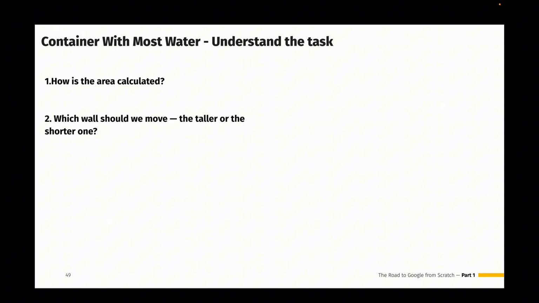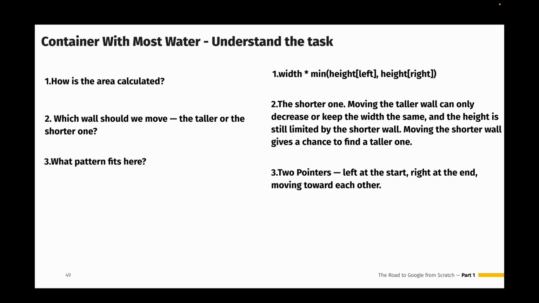Now let's answer some questions. How is the area calculated? Which wall should we move, the taller or the shorter one? And what pattern fits here? Let me answer all of these. So how is the area calculated? The formula is that we multiply the width by the minimum between height left and height right.